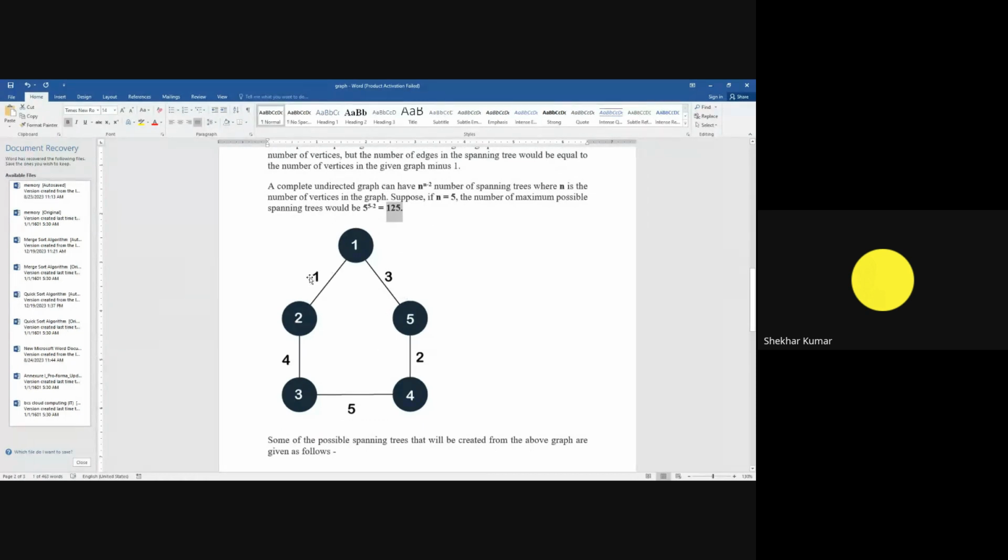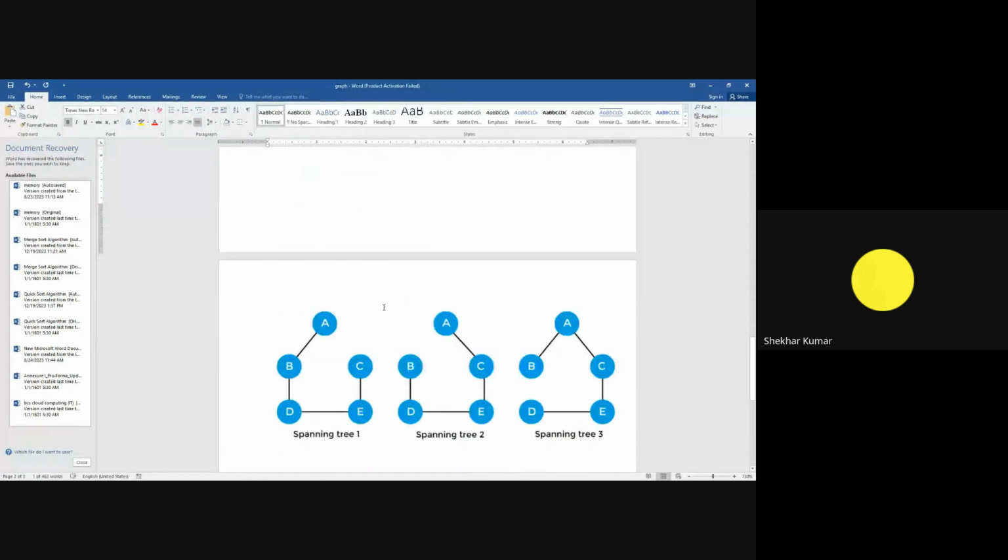Suppose this graph has these three spanning trees. A spanning tree is a part of a graph which will cover all the nodes, A, B, C, all the nodes, and there must not be any cycle. In all these three spanning trees, a cost is also associated with these edges. If the cost of any spanning tree is minimum, then that spanning tree is called your minimum spanning tree.